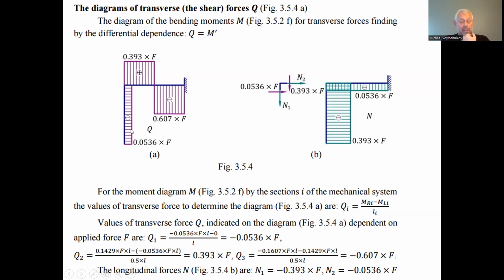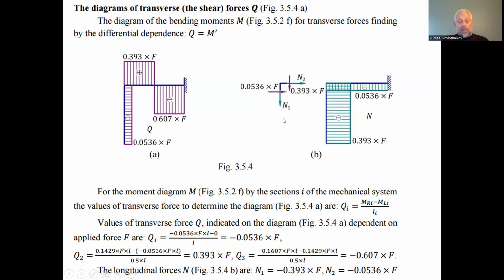These are forces rotating counterclockwise with a minus sign, and rotating clockwise with a plus sign, so we have to be very attentive. We compare the obtained forces to the rules of the assignment, which determine which signs of the shearing forces and bending moments are positive and which are negative. We also have to find the longitudinal forces acting in the elements of the mechanical system.